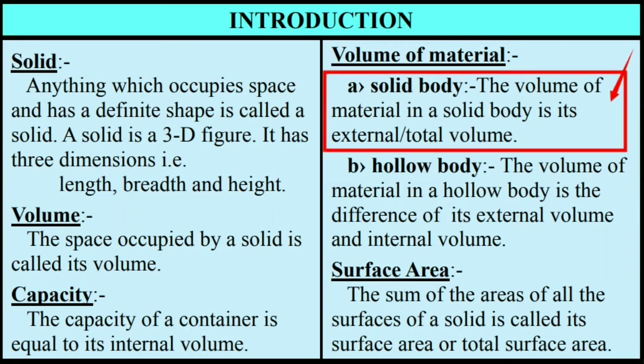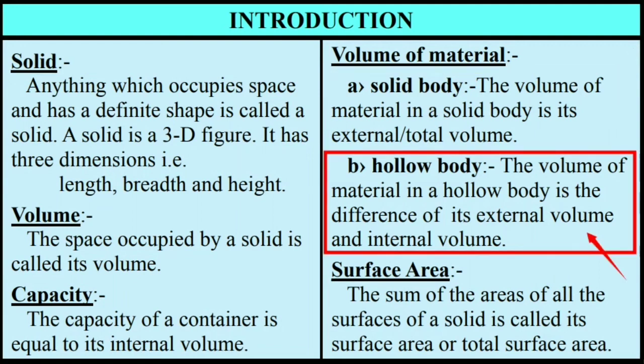In this part, the first one is solid body. The volume of material in a solid body is its external volume, or we can say total volume. The next term is hollow body. It means the volume of material required to manufacture a hollow body. It says the volume of material in a hollow body is the difference of its external volume and internal volume.